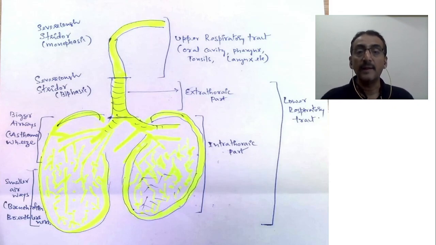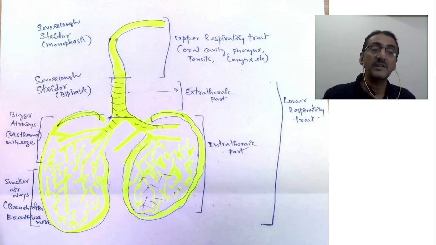The lower airway, or lower respiratory tract, is again divided into two parts. One is the extrathoracic part, another one is the intrathoracic part. The extrathoracic part includes this part before entering into the thoracic area, the tracheal part. The intrathoracic part is inside the thoracic area. So this is the basic thing.